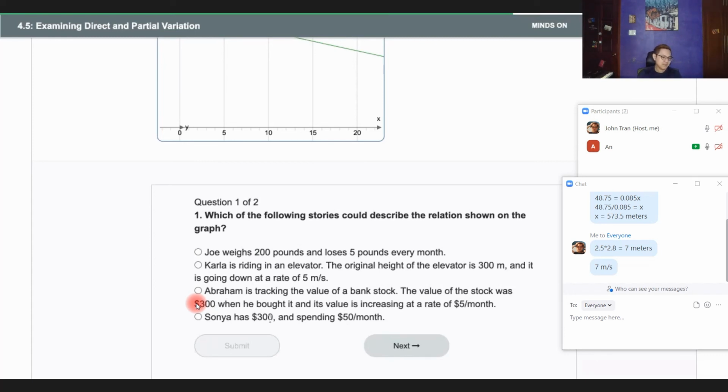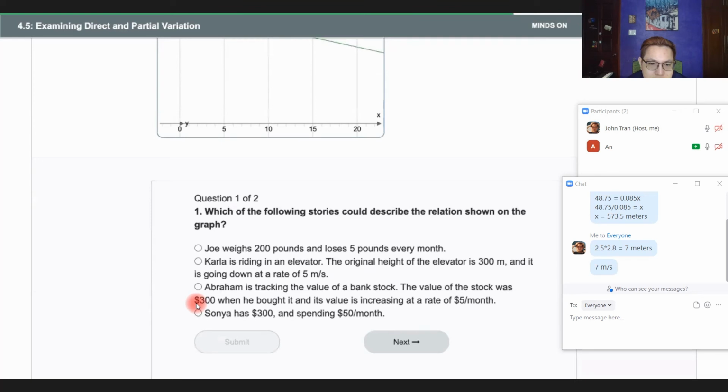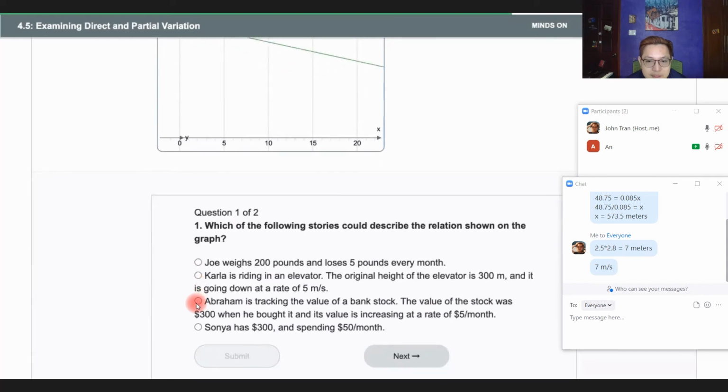Sonia has $300 and is spending $50 per month. Remember, look at the graph, it's decreasing, isn't it? It's going down. Yeah. So it's going to be something that will decrease through time.